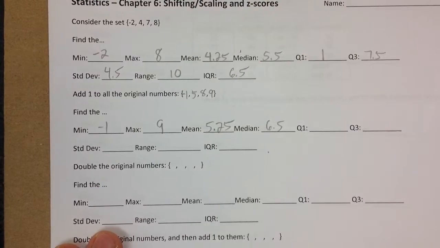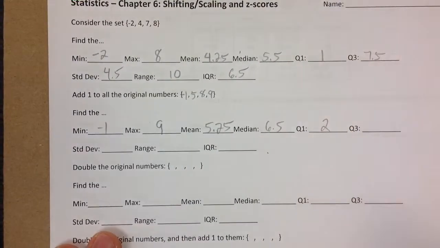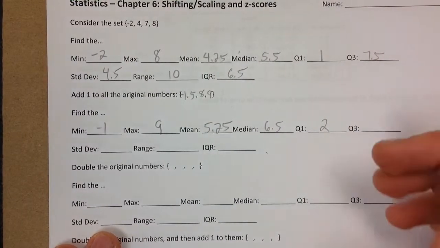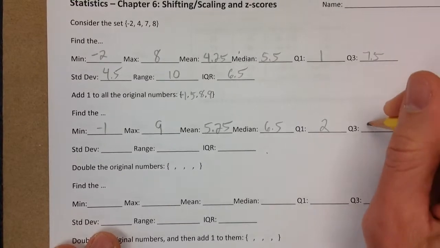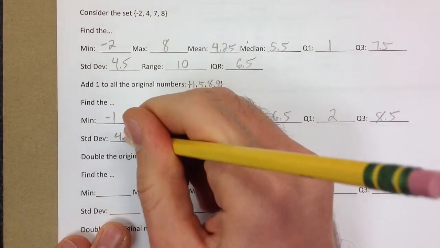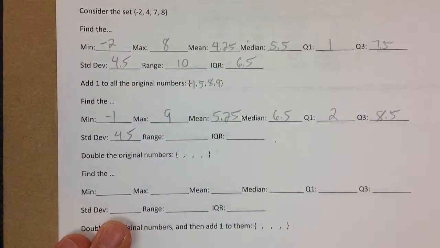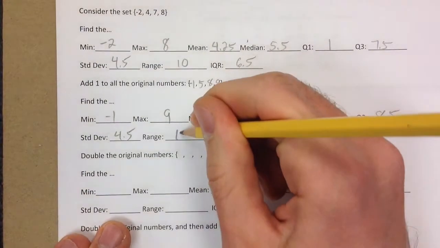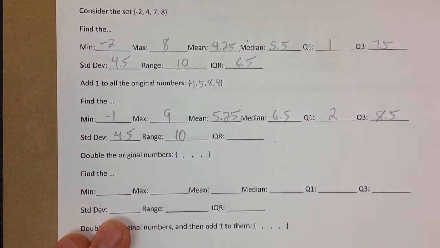Savag, the Q1? 2. Matt, the Q3? 8.5. Savag, the standard deviation? 4.5. Justin, the range? 10. And Laura, the IQR? 6.5.